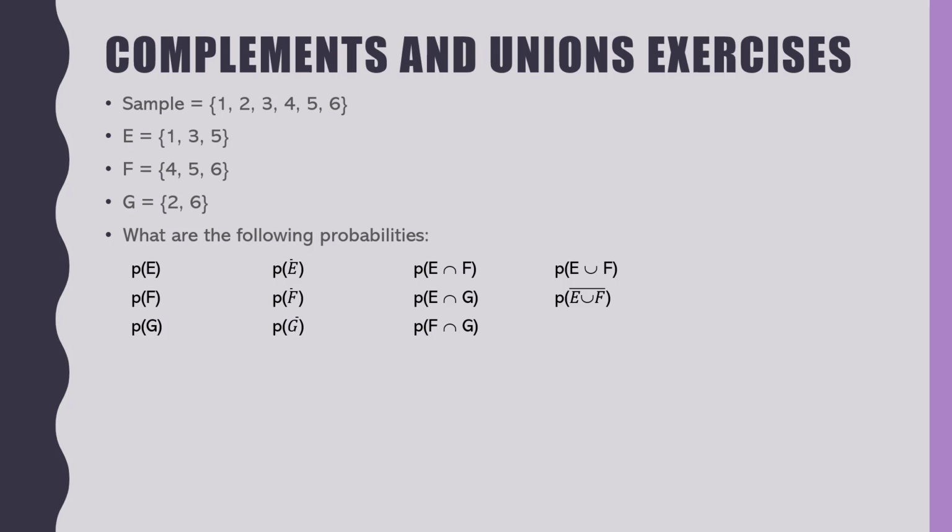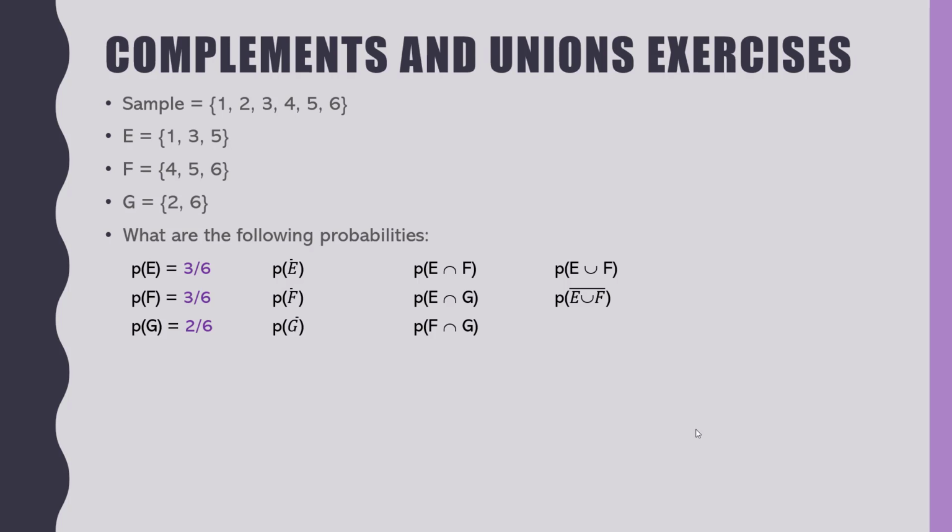What's the probability of E? I think that's pretty straightforward, right? It's 3 out of 6. Easy. Probability of F, also 3 out of 6. Probability of G, 2 out of 6. Okay, I think those are pretty simple. That's supposed to be complement E there and complement F, complement G. It looks a little funny.